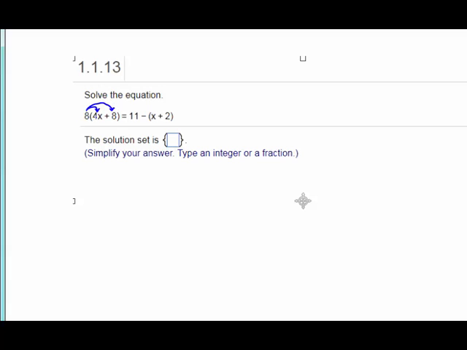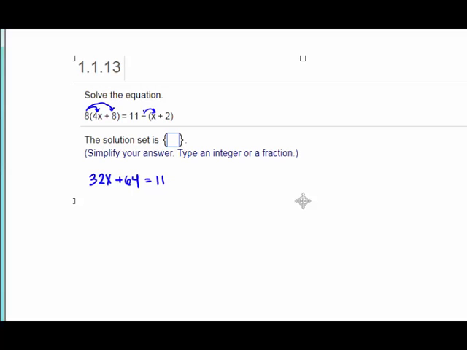And so I'm going to multiply 8 times 4x, and it's going to give me 32x. And I'm going to multiply 8 times 8, and that's going to give me positive 64. And then I'm going to rewrite the rest of the problem until I get right here, and then I'm going to do the same sort of thing.